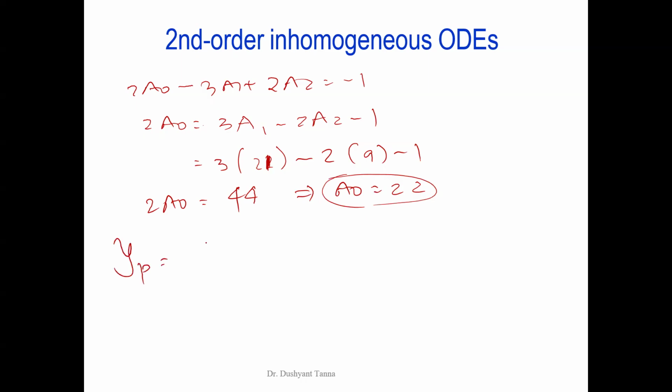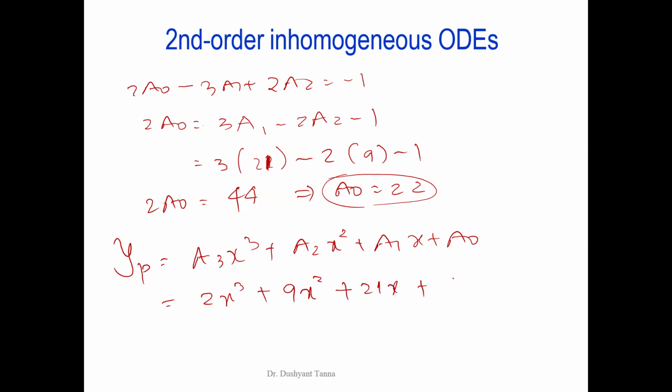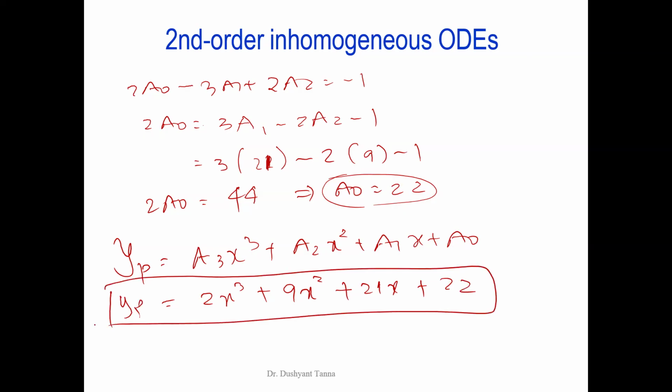Finally, your YP. Again, YP is a symbol, you can call it Y as well, which was A3x3 plus A2x squared plus A1x plus A0. Substitute all the values that you obtained. So that is 2x3 plus 9x squared plus 21x plus 22. That is your YP. And step 3, your general solution, which we call YG, is YH plus YP. Just combine it. What was YH?